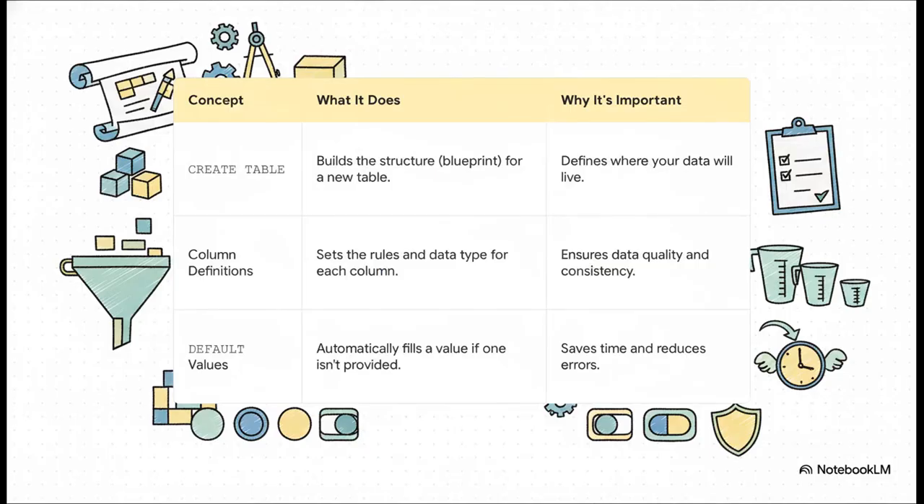So let's just quickly recap the 3 big ideas. Create table is what builds the blueprint. Column definitions are the rules you set to guarantee you have good, clean data. And default values are the smart settings that save you time and cut down on mistakes. If you can master these 3, you're well on your way.